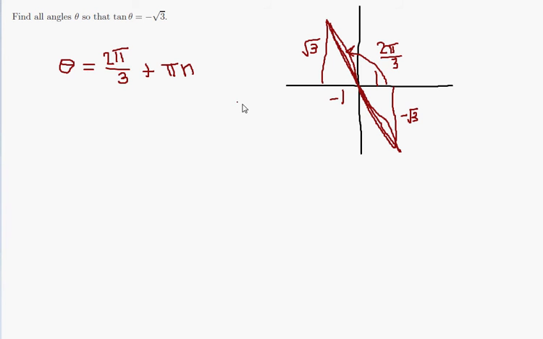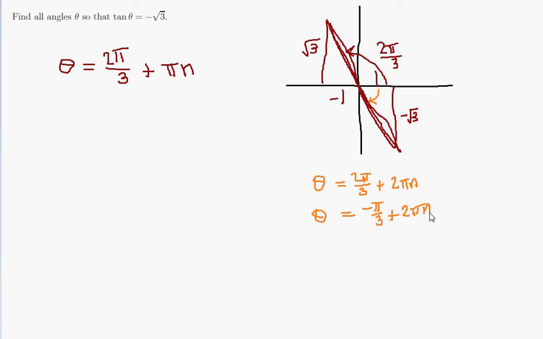If I were to denote this as two groups of solutions, I would write this as theta is equal to 2 pi over 3 plus 2 pi n. That would be the one in the second quadrant. And down here, the angle here would be negative pi over 3 plus 2 pi n.